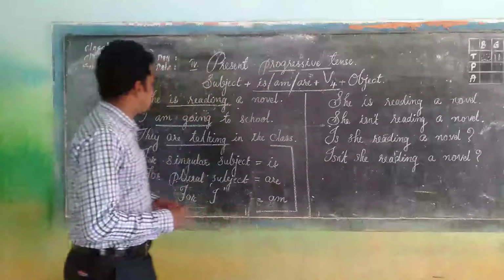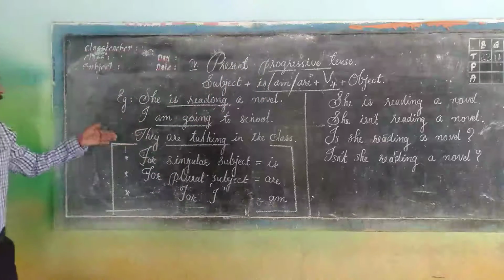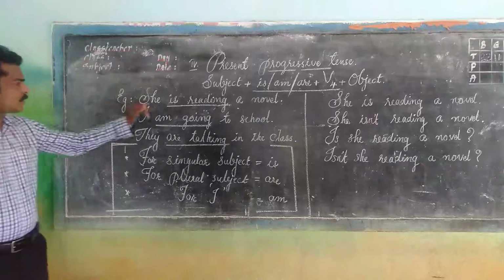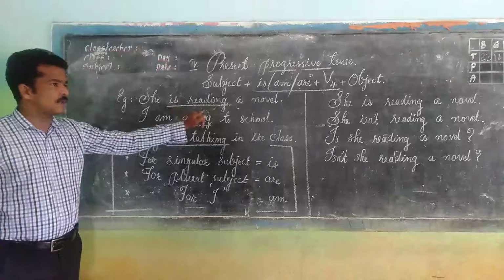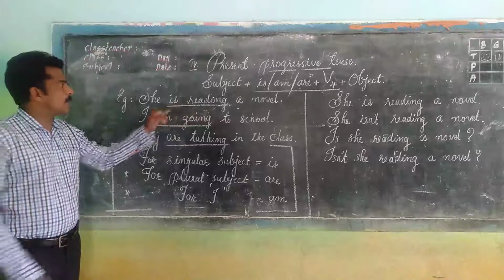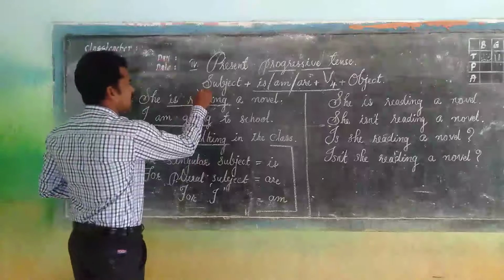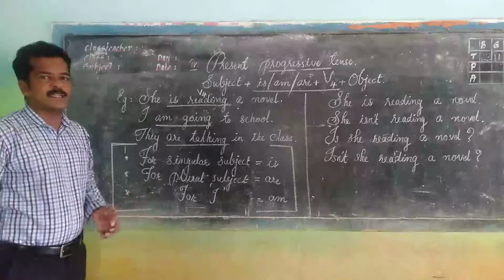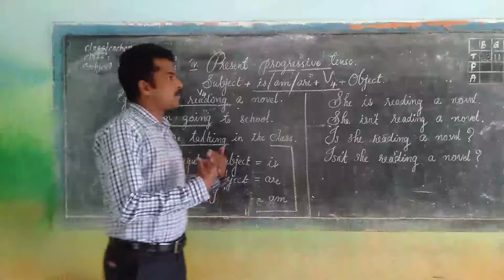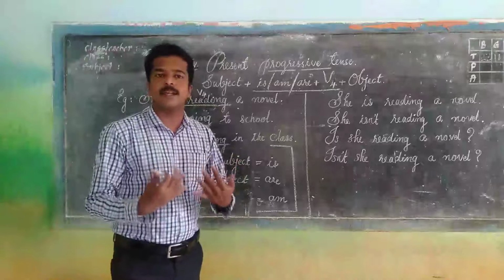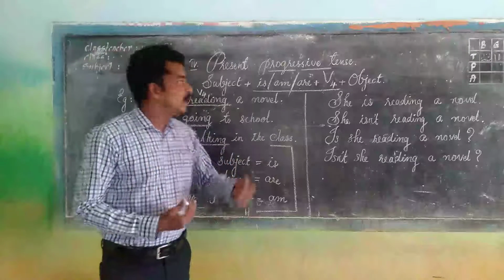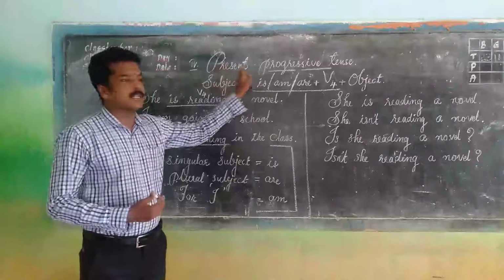Hope you understand. See, a few examples I mentioned on the board. She is reading a novel. Is is the helping verb followed by ing form. So we could easily understand that it is present progressive tense. How can we identify progressive tenses? Here in the name itself we could easily understand.